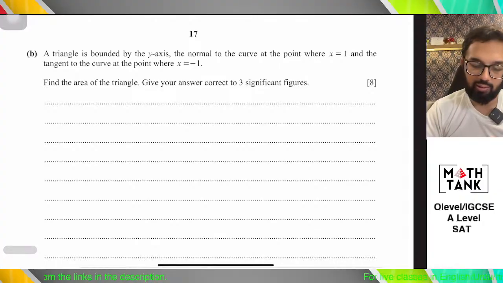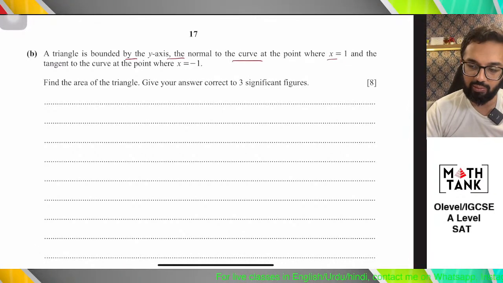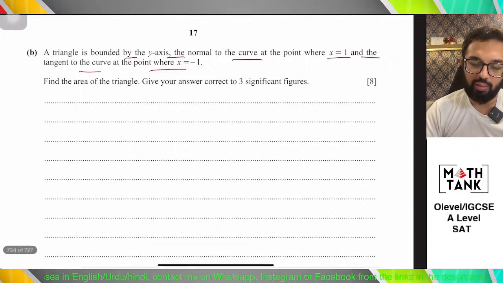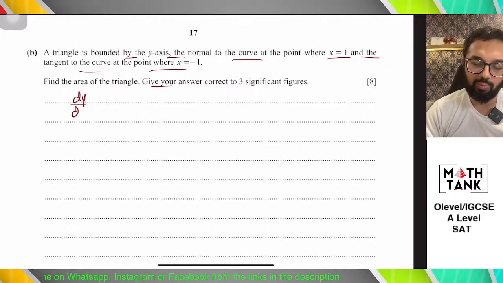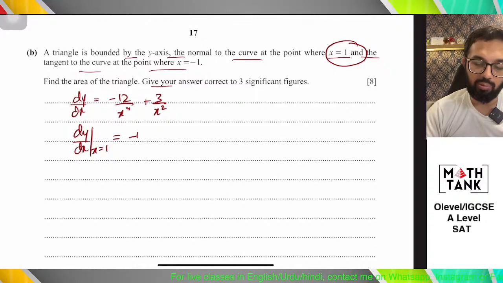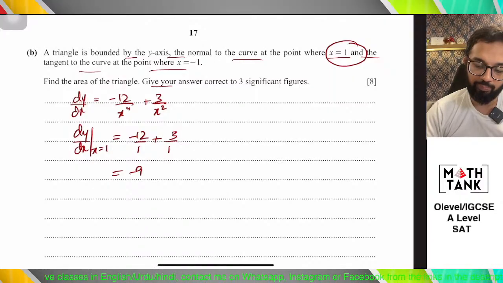Then it says the triangle is bounded by the y-axis, the normal to the curve at the point where x equals 1, and the tangent to the curve at the point where x equals minus 1. Find the area of the triangle. First you need to find the normal and the tangent. dy by dx was minus 12 over x to the power 4 plus 3 over x squared. At x equals 1, that is minus 12 over 1 plus 3 over 1, which is minus 9.